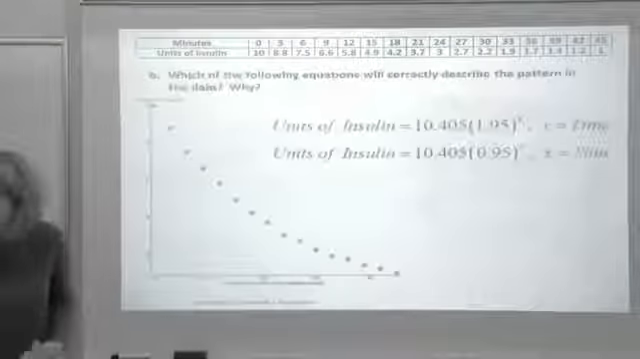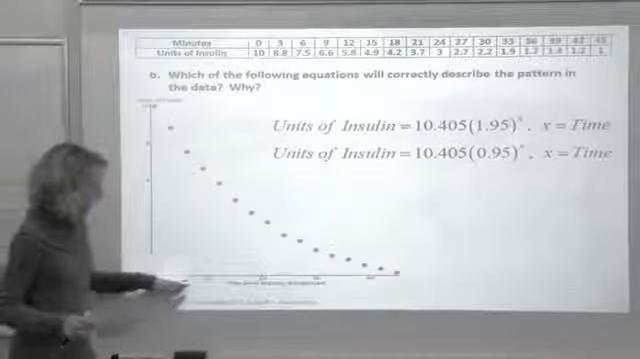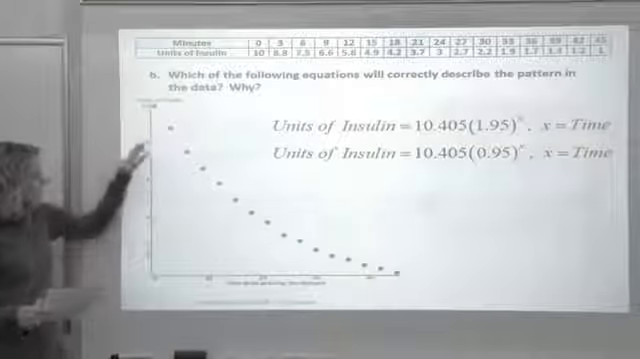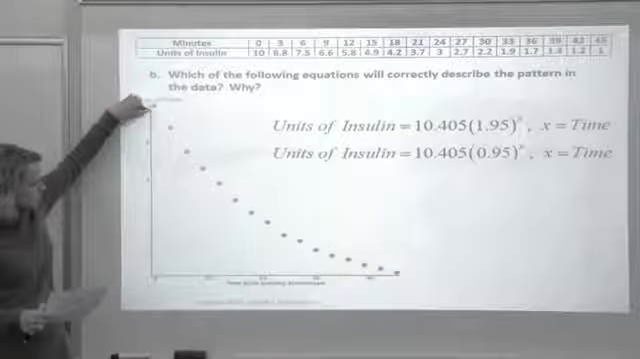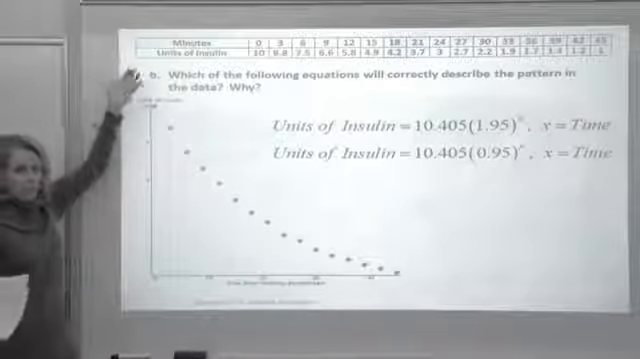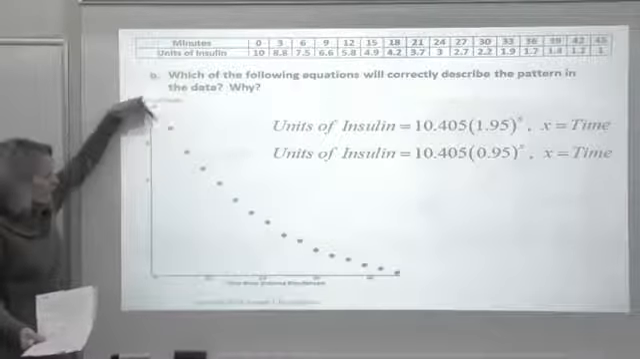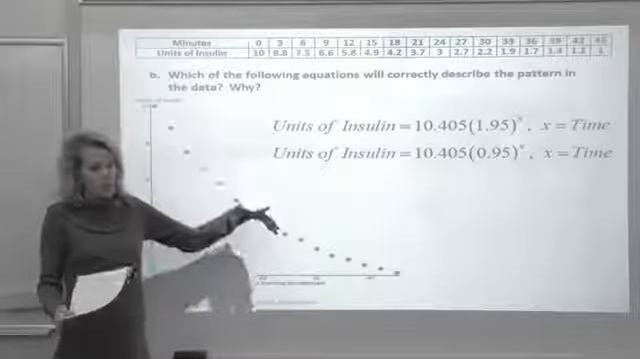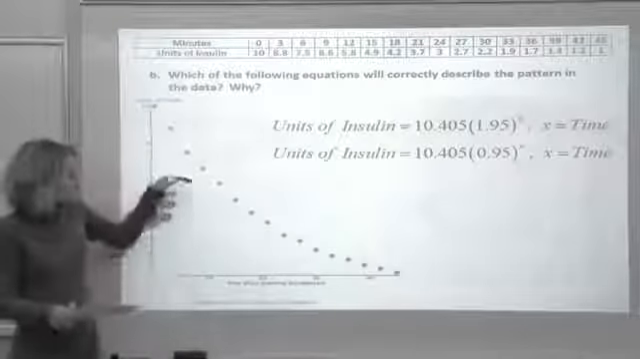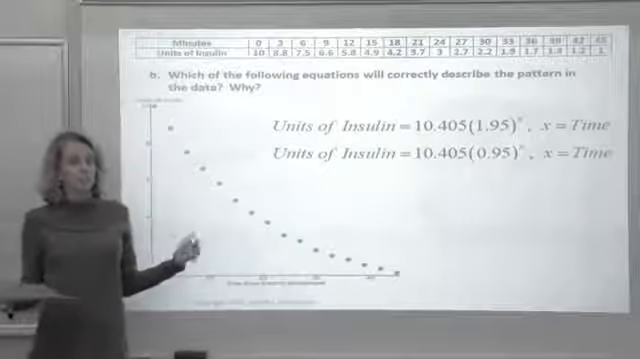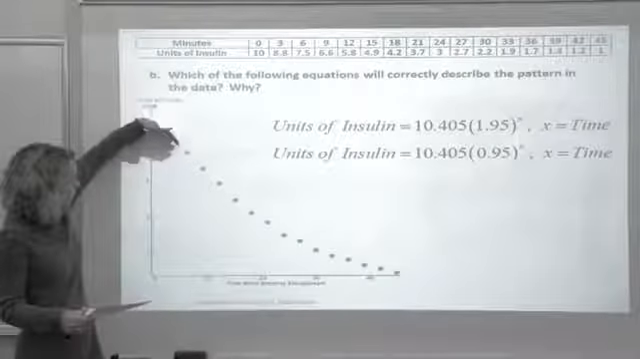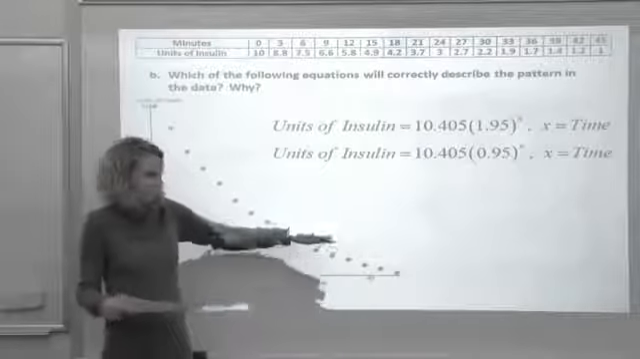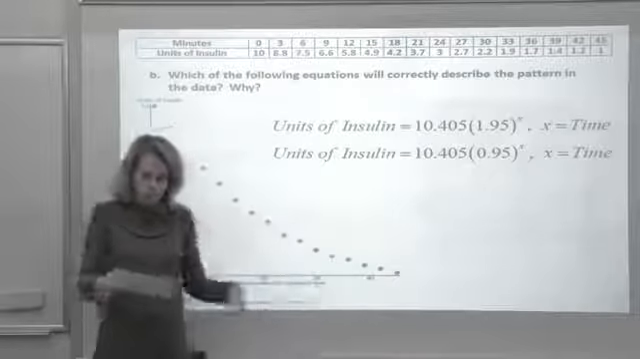So if you look at the scatter plot, we've got time since entering the bloodstream in minutes here, units of insulin here, and if we look at the amount of insulin in your body, when you first get the injection, you have a lot of insulin, and then as time goes by, that insulin starts to wear off, so it's decreasing. Not only is it decreasing, it's decreasing at a decreasing rate. You'll see that it's rapidly decreasing to start, and then once we reach like 20, 30 minutes, it's decreasing, but at a decreasing rate.